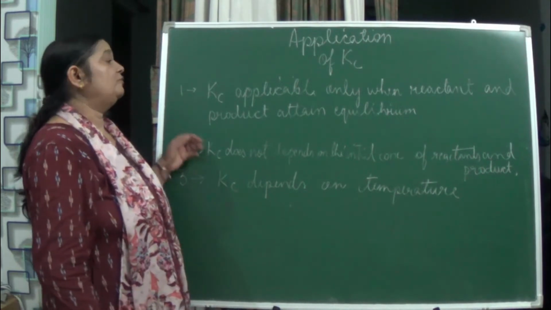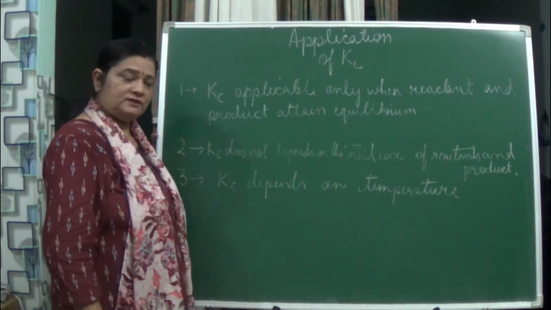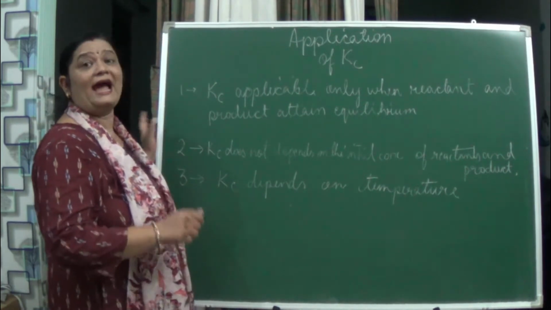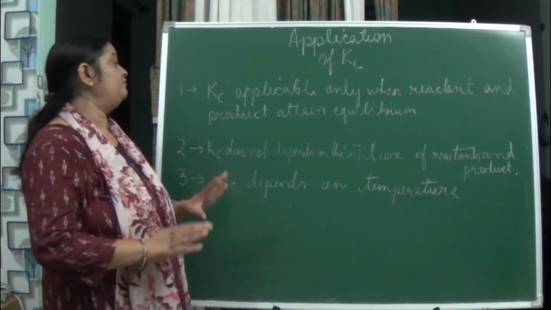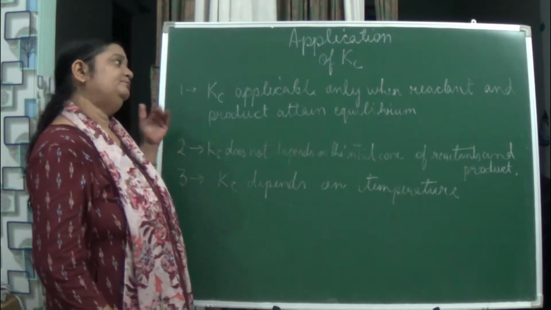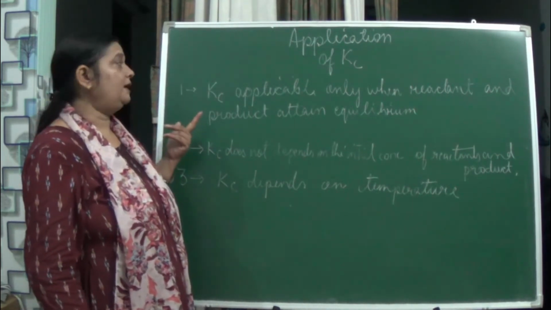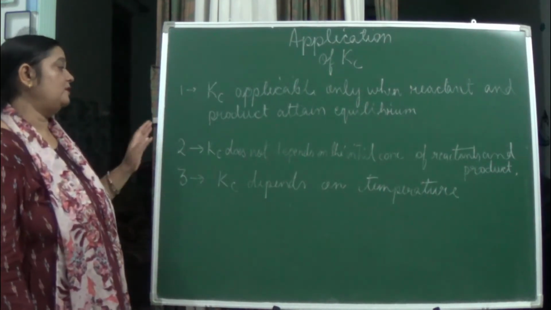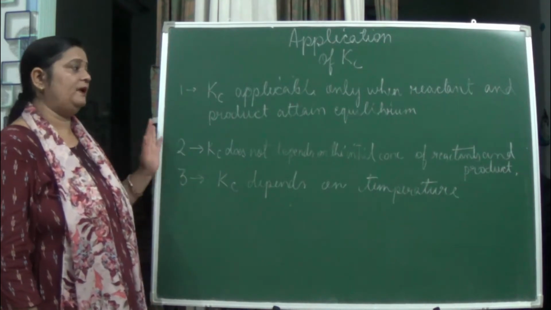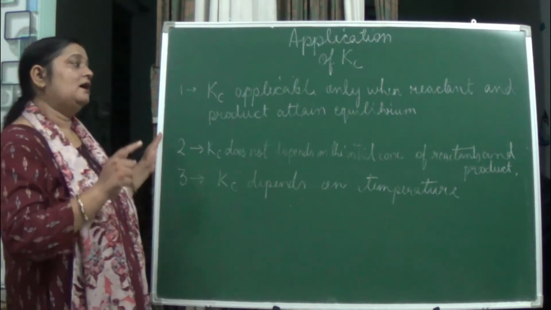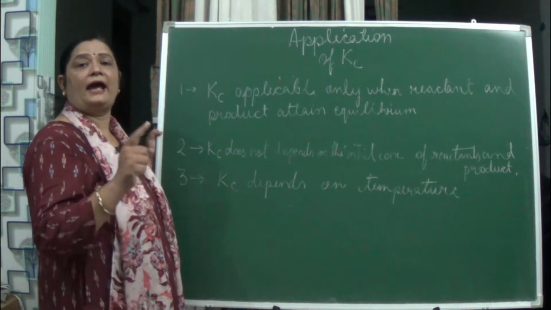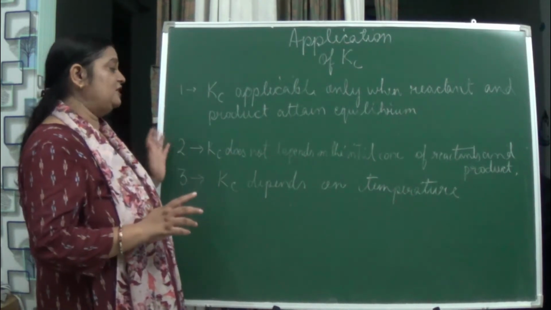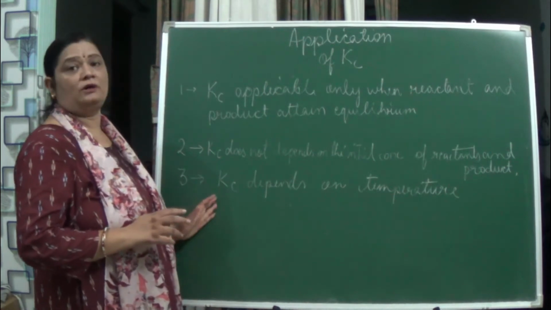When we are talking about equilibrium constant, it is applicable only when the reactants and products have attained equilibrium. If it has not attained equilibrium, the equilibrium constant is not applicable. The equilibrium constant does not depend upon the initial concentration of the reactants and the products. But yes, it depends on temperature.